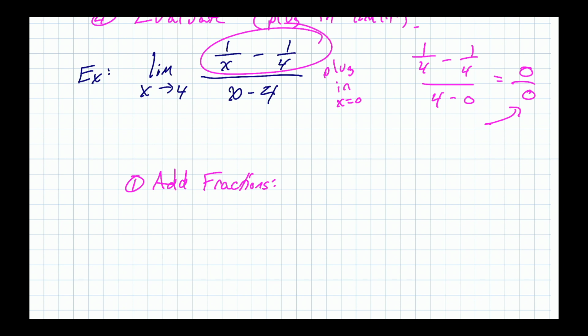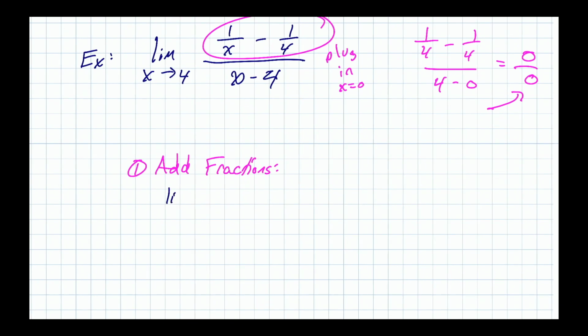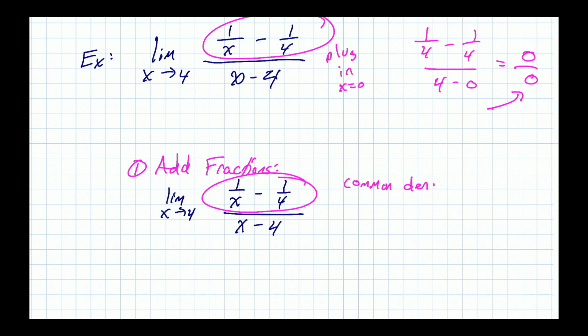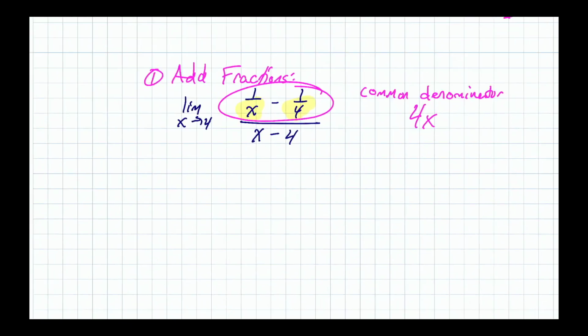Add fractions. So specifically, what we're talking about is we've got this 1 over x minus 1 over 4, right? So let me rewrite it. Limit as x goes to 4 of 1 over x minus 1 over 4, over x minus 4. So here are the fractions that we're adding. We need to add them. You need a common denominator. So the common denominator looks like it's going to be 4x. You can get a common denominator just by multiplying whatever is in all the denominators together. It's not necessarily the best one, but you can get one that way. So in this case, that's the common denominator.